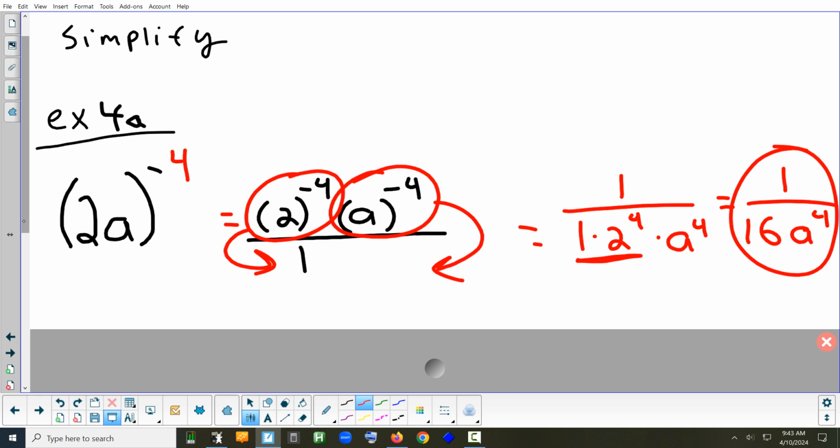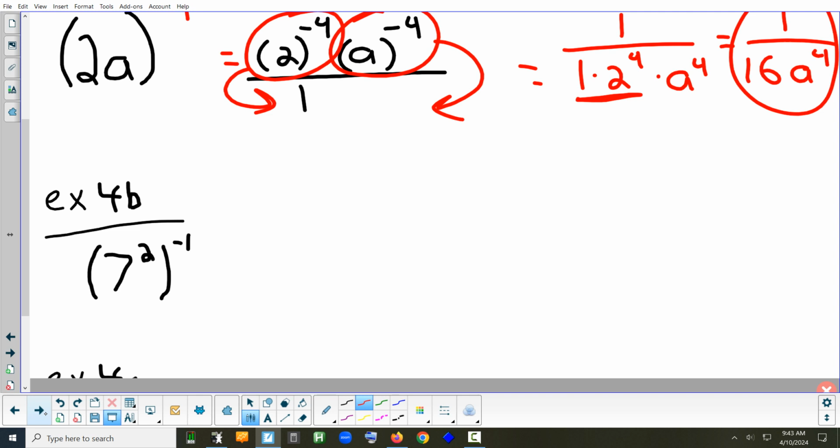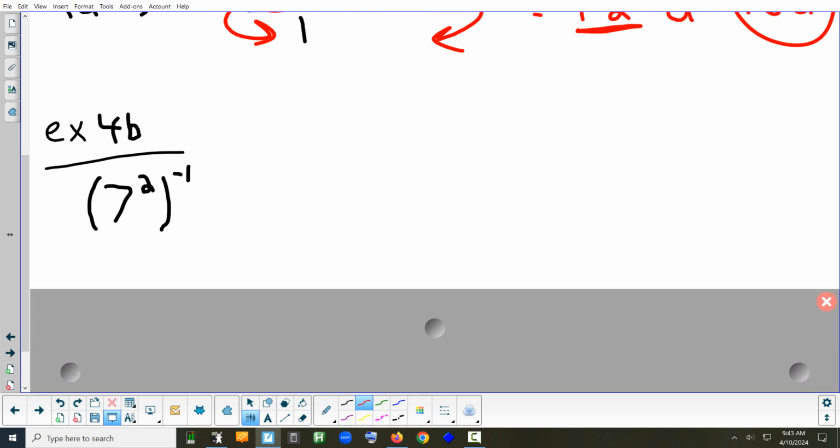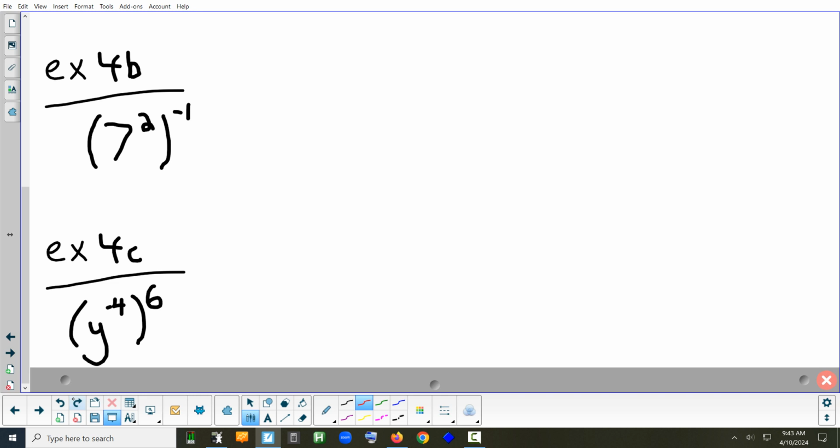All right. So let's have you guys try 4b and 4c. That's an example of a power to a power. Okay, on both of those. Powers to powers.